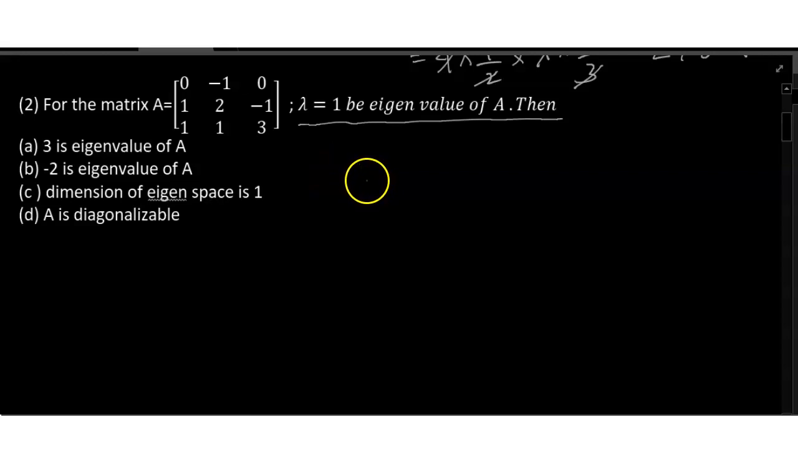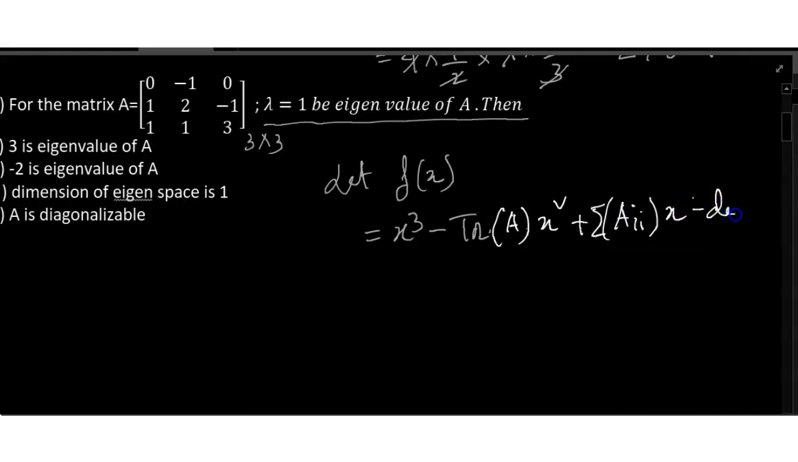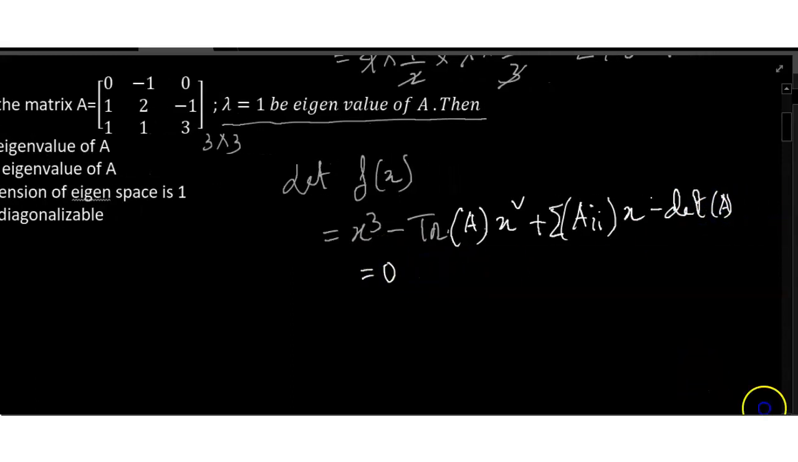the characteristic equation. Let f(x) be equal to x cube minus the trace of A into x square, plus the sum of the principal minors A_ii into x, minus det A, equal to 0. Because this is a 3 by 3 matrix, the trace is the sum of the eigenvalues. This is how we find the characteristic equation.